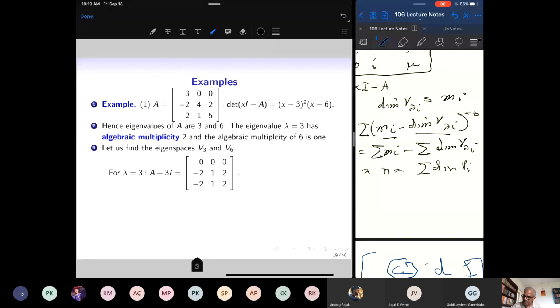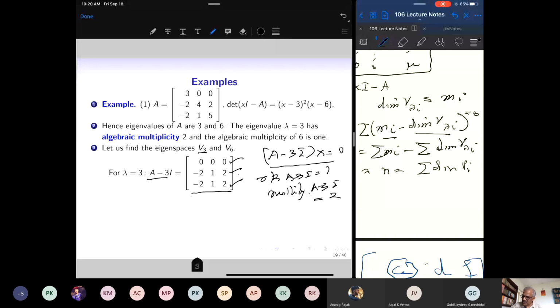To find the eigenspace V3, I have to solve the equation (A minus 3I)x equals 0. This is a homogeneous system of linear equations. So using Gauss elimination, I can find all the solutions here. But pause a little bit. A minus 3I is this matrix, and this matrix has rank 1, because look at this row. This is a zero row, and this row is the same. So the rank of A minus 3I is equal to 1, and therefore the nullity of A minus 3I is equal to the number of columns minus the rank, which is equal to 2.